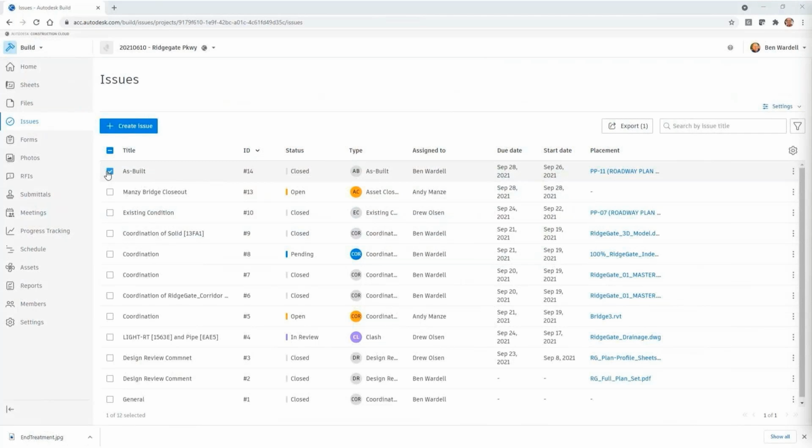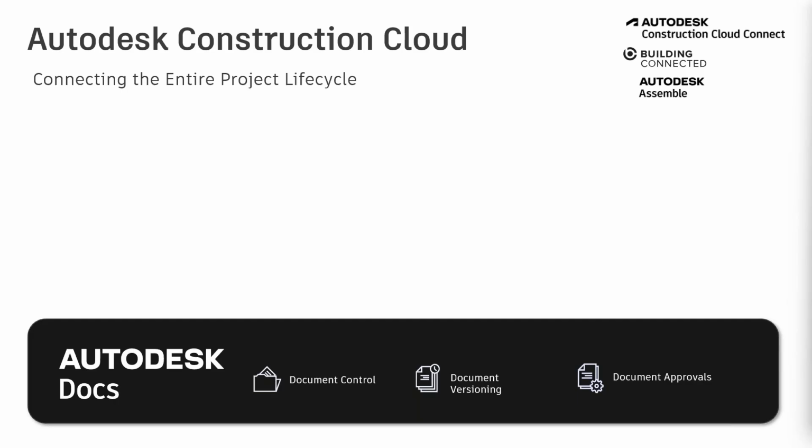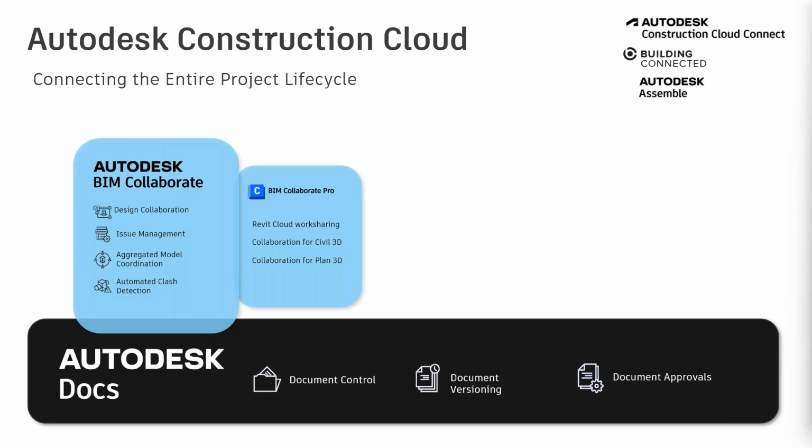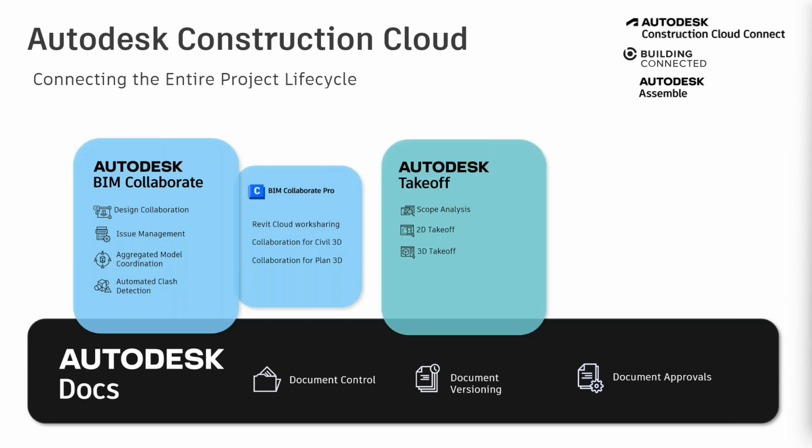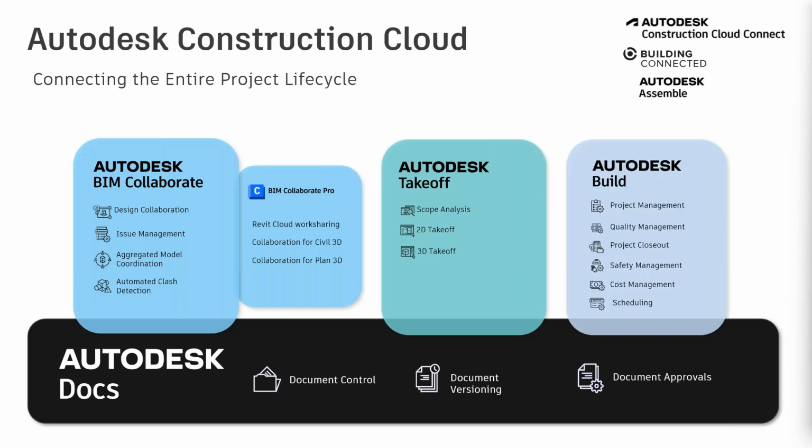So now we've introduced you and Savanya has shown you Autodesk Docs, which really is the foundation. It includes your document control, document versioning, document approvals. We've also seen Vim Collaborate for your issue management and your automatic clash detection, and having all of those Revit models be live and talk to one another. We've mentioned takeoff, and we've shown you how in Autodesk Build, you can do your project management, safety management, scheduling, project close out, handover, and so forth.